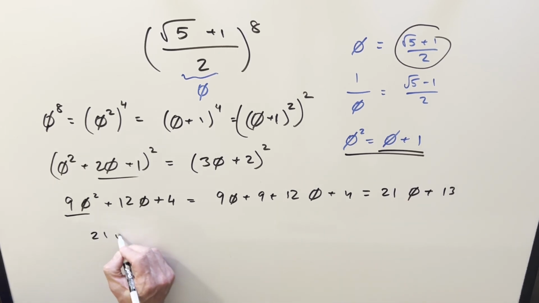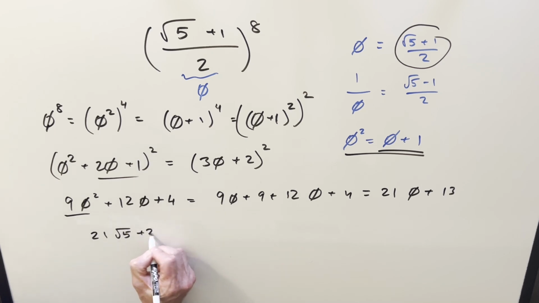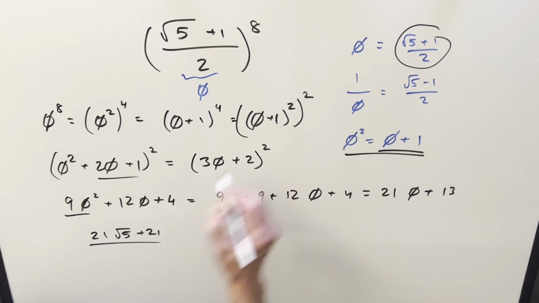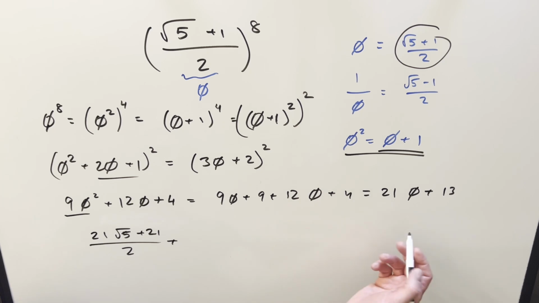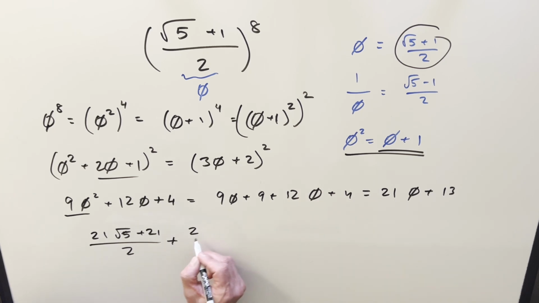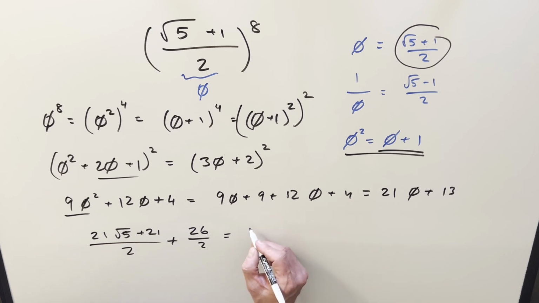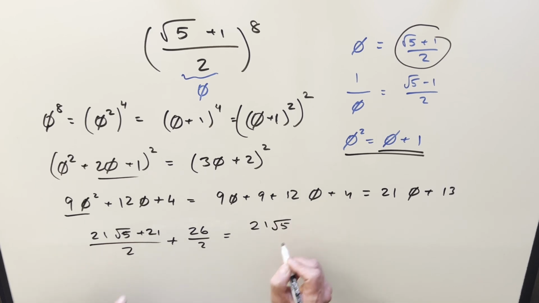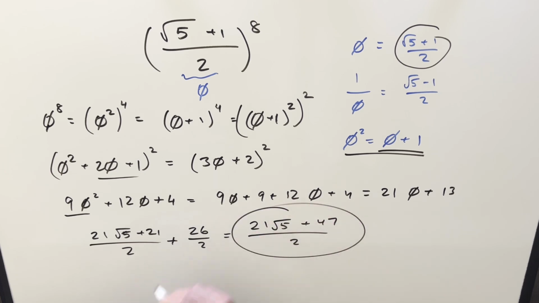Doing it, we're going to have 21 square root of 5 plus 21, just using the definition, over 2. And then 13, let's get a common denominator, 26 over 2. Putting that together for the solution of this, we get 21 square root of 5 plus 47 over 2, and that's going to be our answer. Okay, let me clean up the board and we'll move on to method number 2 on this.